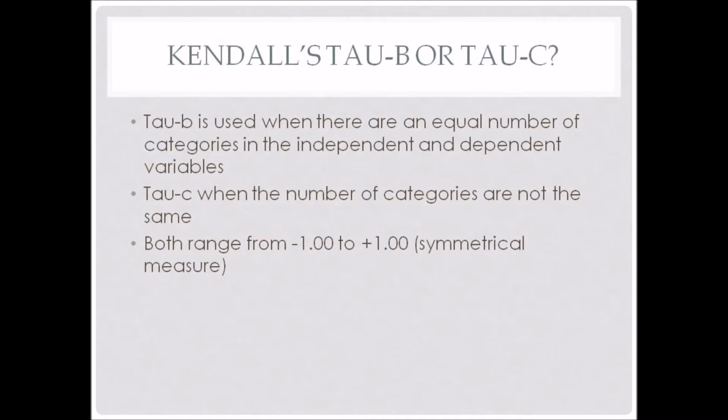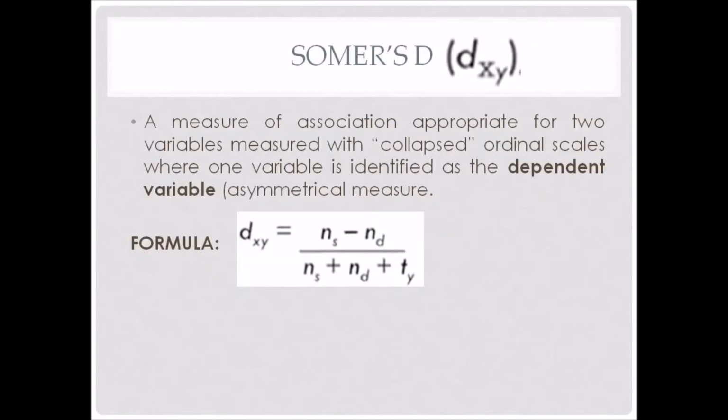Both range from -1 to +1. Somers' D is used when one of the variables can be identified as the dependent variable, ranging from -1 to +1, and is an asymmetrical measure. The values can be computed where y is treated as the dependent variable and x is treated as the independent. It is found when using this formula, where ty is the number of pairs tied on the dependent variable.